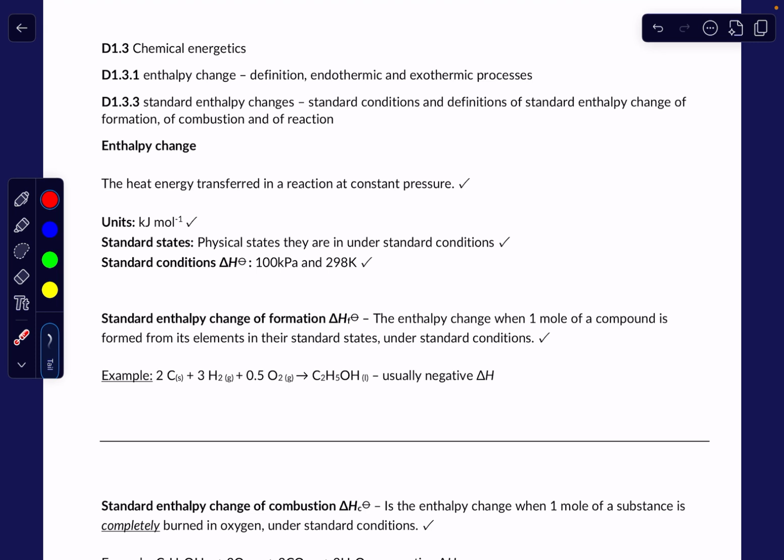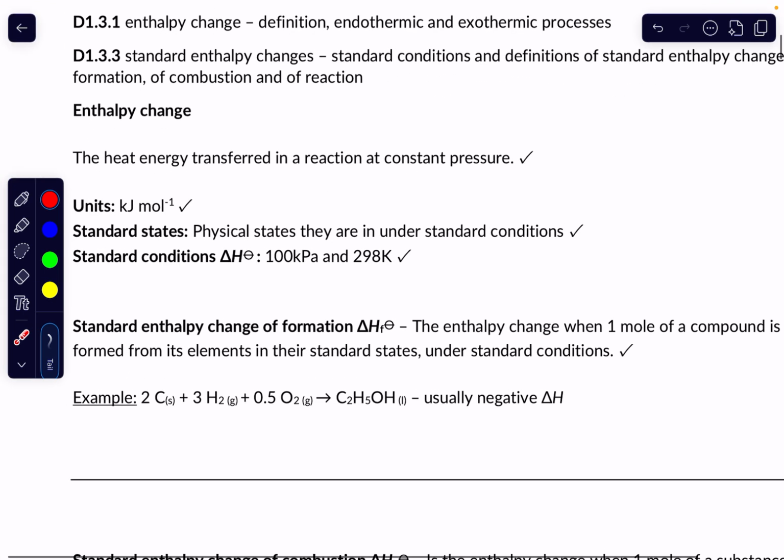Some of you might be thinking, why don't we just call it energy change? But enthalpy takes into account the amount of stuff. That's the difference. The units then to take into account stuff is kilojoules, that's energy, per mole, which is per amount of stuff.